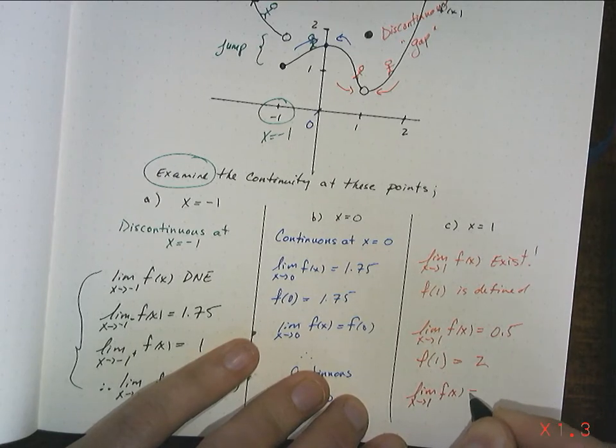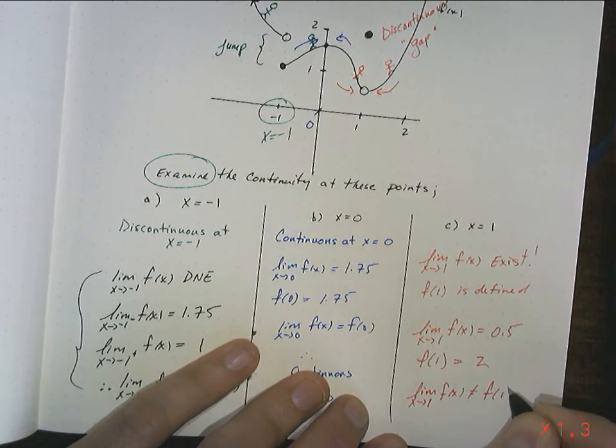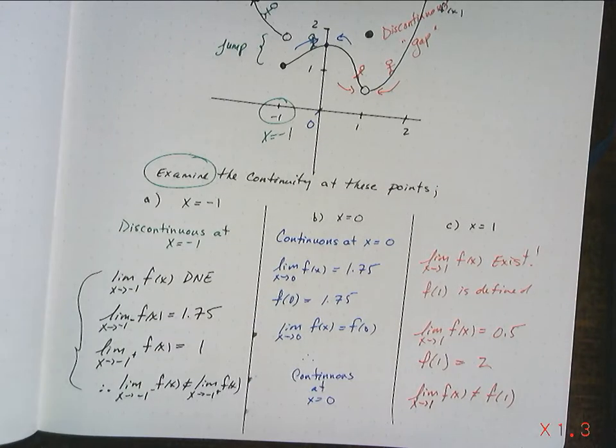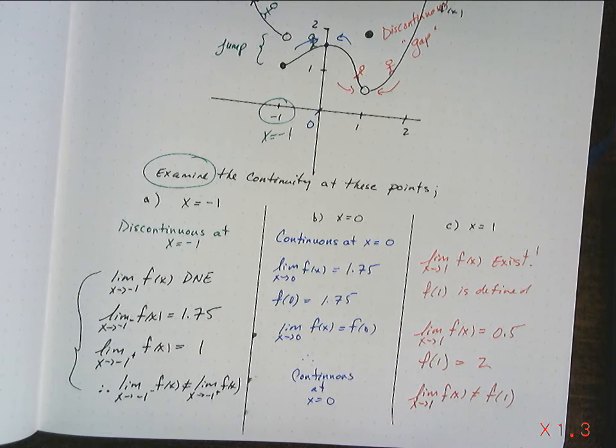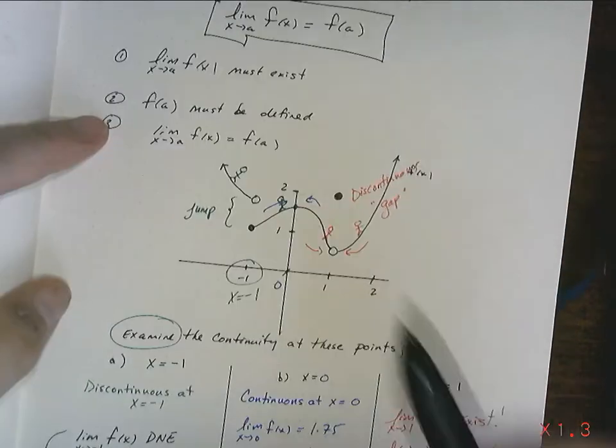And that violates condition number 3, doesn't it? And that is going to give us what we call a gap discontinuity. So there's different types of discontinuity. We haven't even seen them all yet. There's also asymptotic discontinuity, where we're going to a vertical asymptote on either side. But this is the basic idea of conditions for continuity.